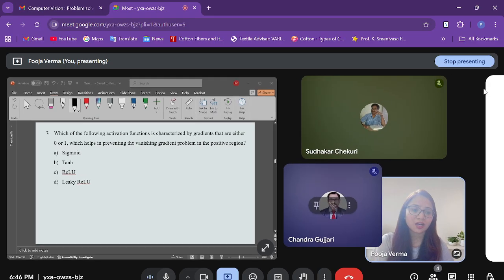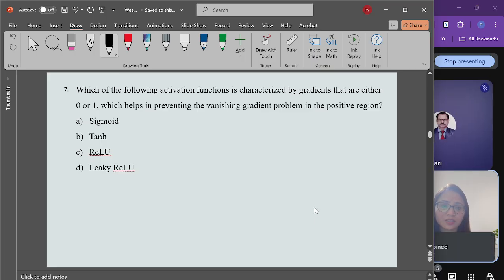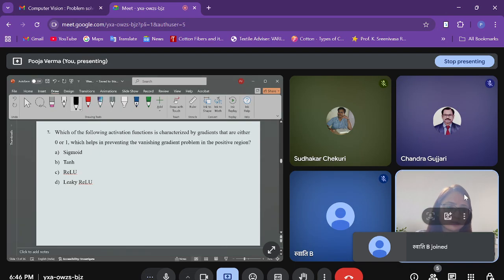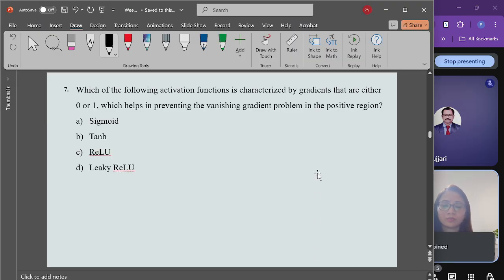So I will wait, then we will discuss the solutions. So you can answer this question in parallel. Which of the following activation functions is characterized by gradients that are either 0 or 1, and that also helps prevent the vanishing gradient problem in the positive region?